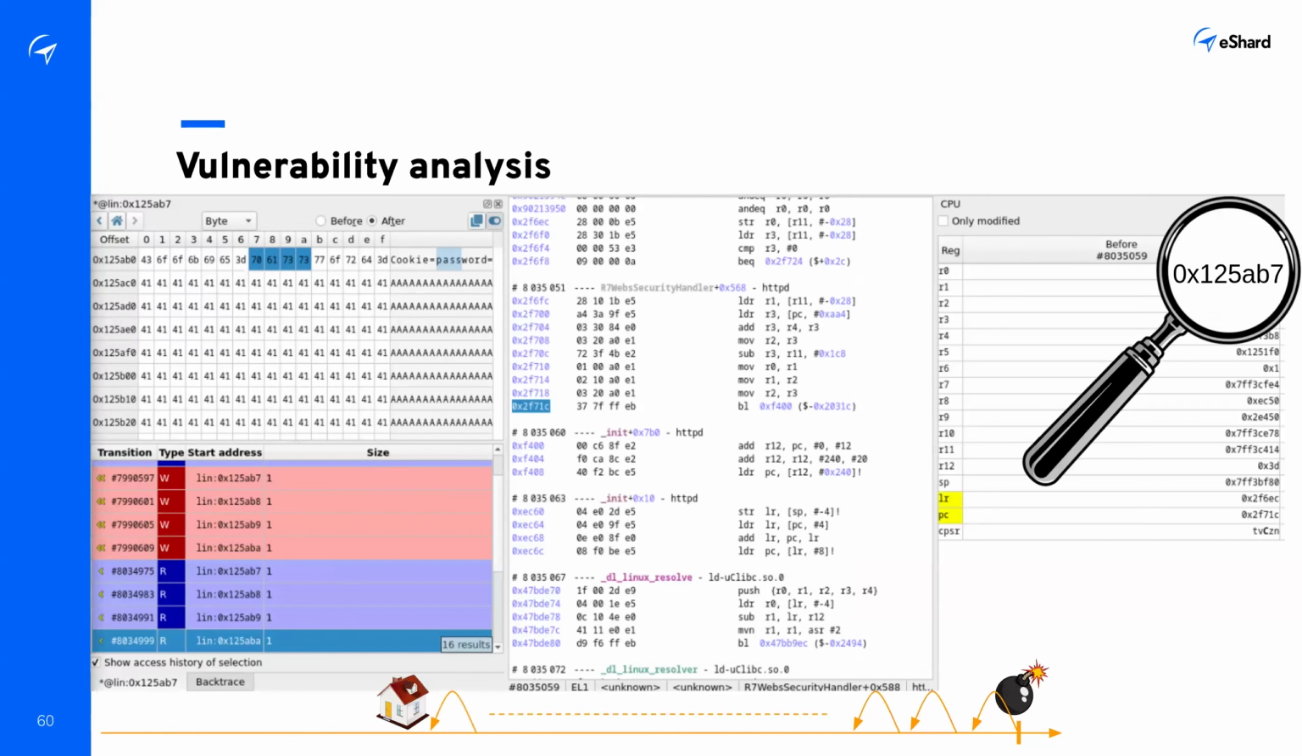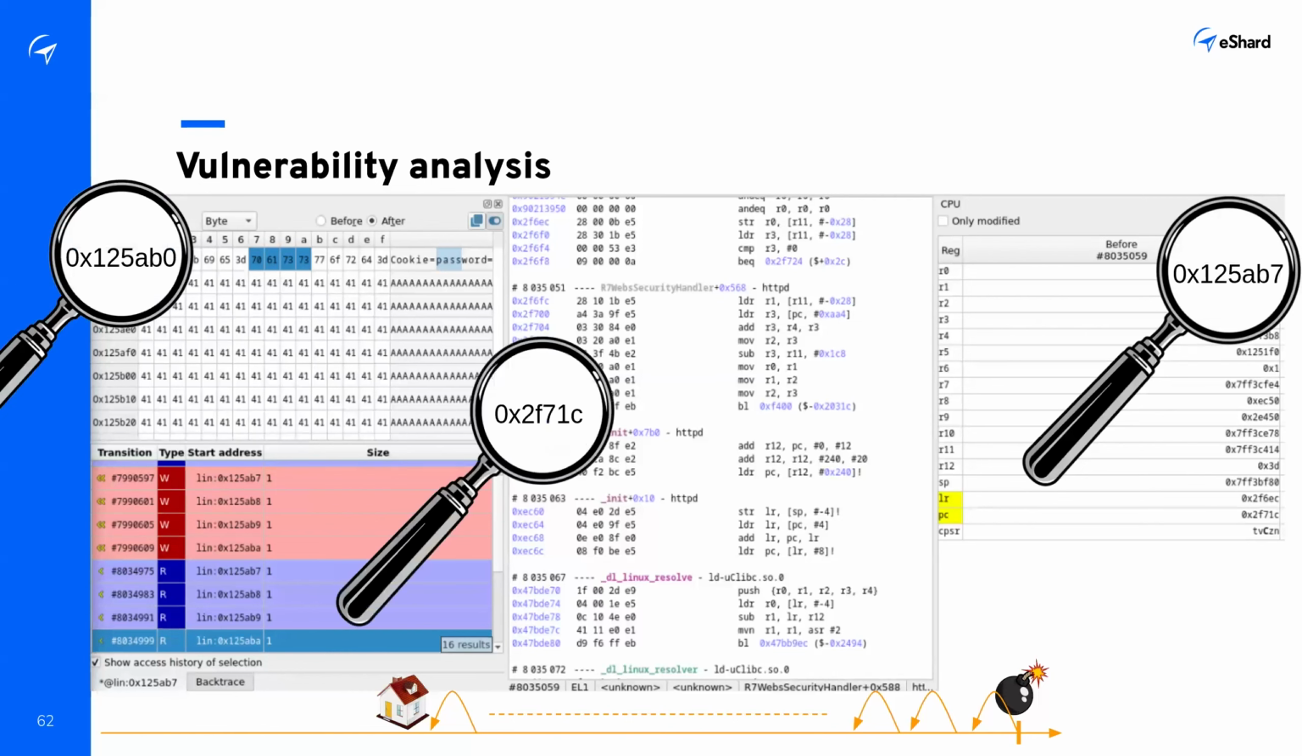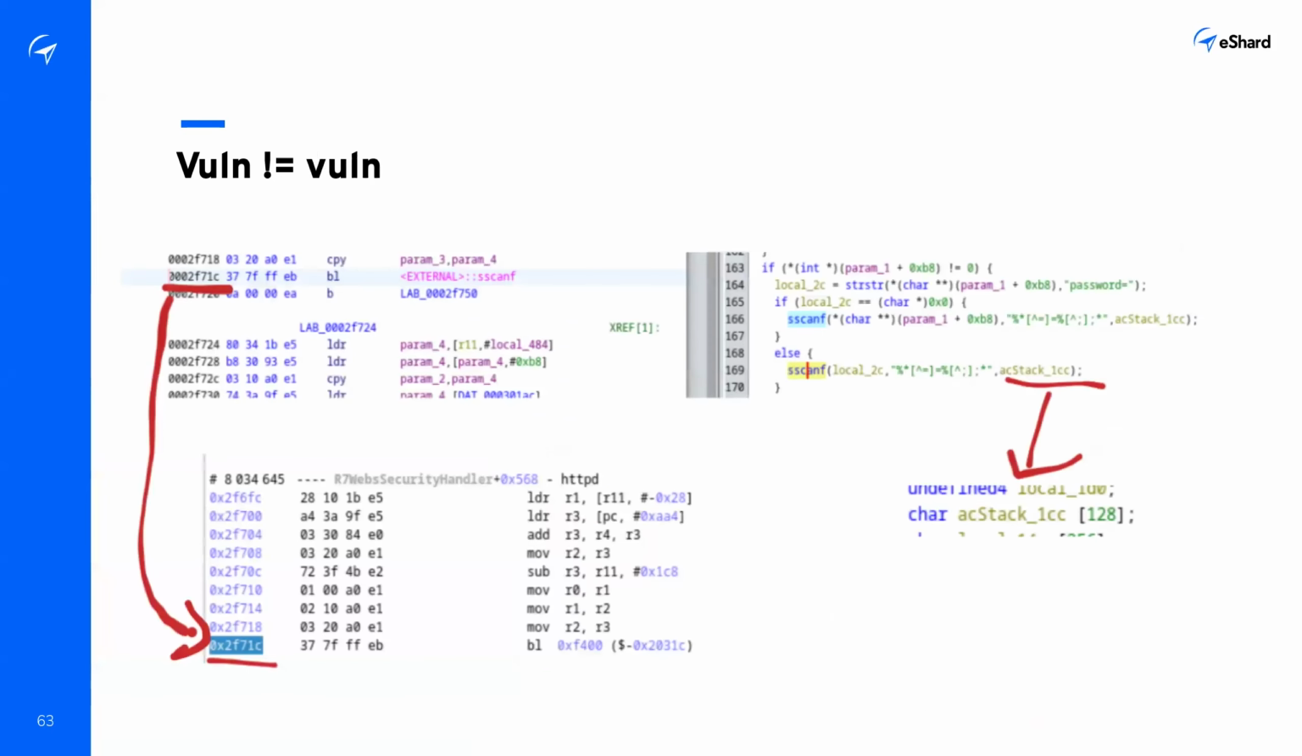So we go on R0. This is the parameter that we're passing before going on to the C library. It is at this address that we have our cookie password, and the address instruction is 2F71C. Important for later, we'll see.